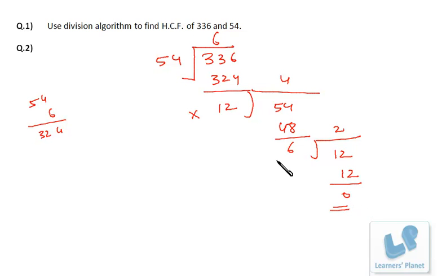So when the remainder is 0, at that time, what was the divisor? It's 6. So 6 is the HCF of 6 and 12. So 6 is the HCF of 12 and 54, and hence 6 is the HCF of 54 and 336. So the HCF of 336 and 54 is 6, right? I hope you are clear.